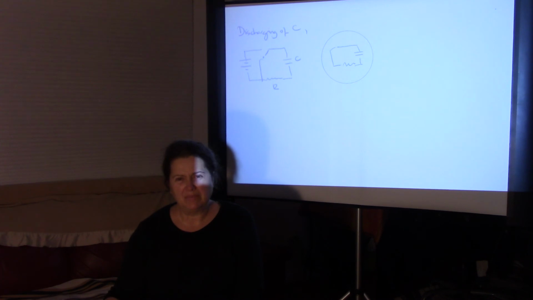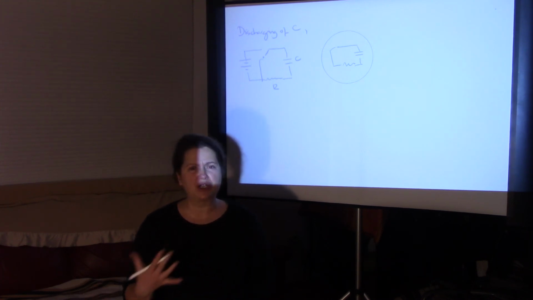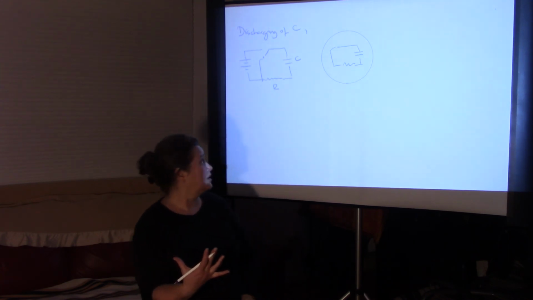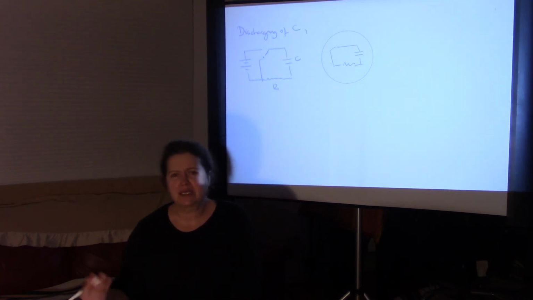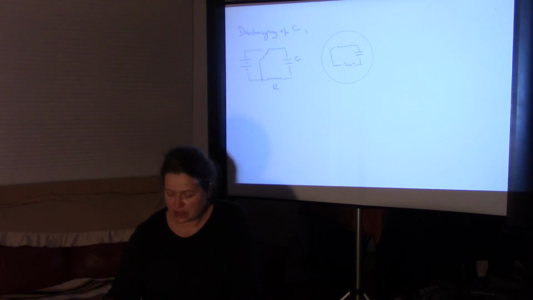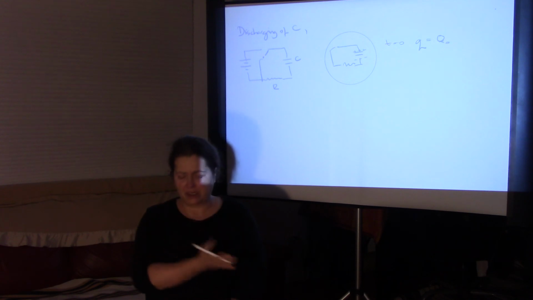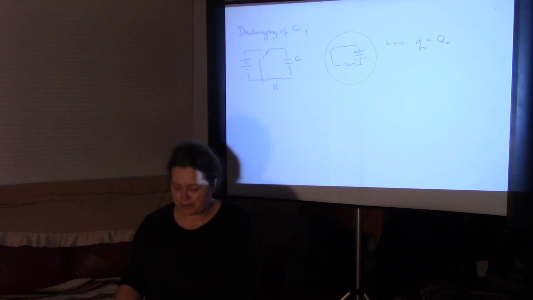Now, prior to discharging the capacitor, we had the charging of this capacitor, and the charging allowed us to place a charge Q on this capacitor. Let's just say this is our charge Q here. And at time equals 0, the charge Q is Q initial as we start discharging the capacitor.